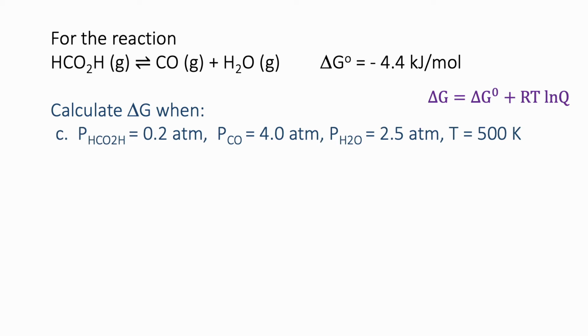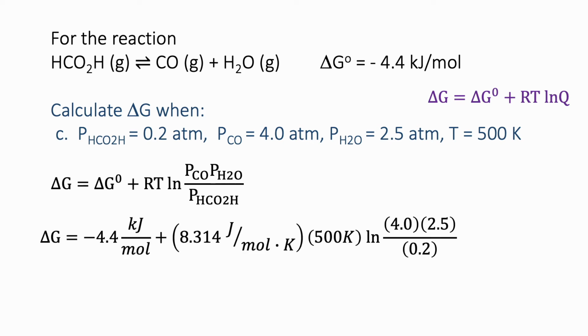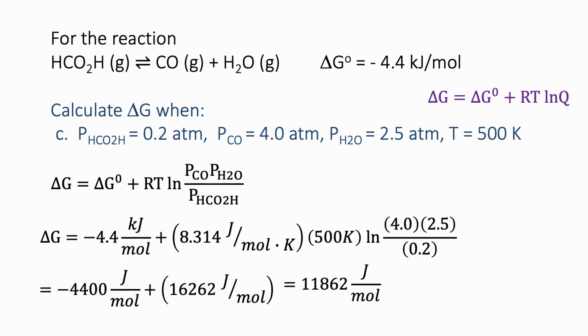All right, we're going to look at one last condition. You'll notice that we have the exact same partial pressures as we did before. The only difference here is now our temperature is 500 Kelvin instead of 300 Kelvin. So same as part B, except with a higher temperature. So let's go ahead and plug in our numbers, simplify that second term, and we get a value of 11,862 joules per mole, 11.8 kilojoules per mole.